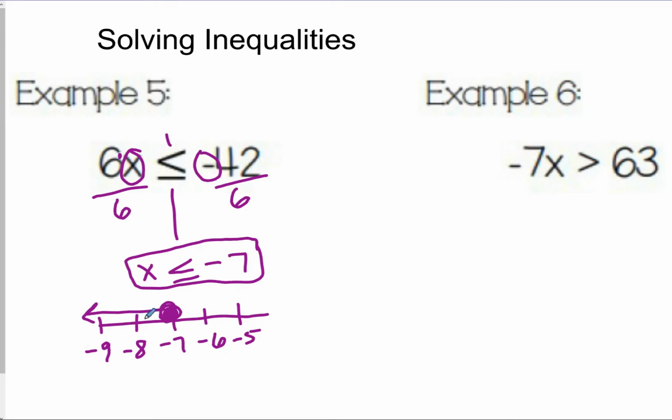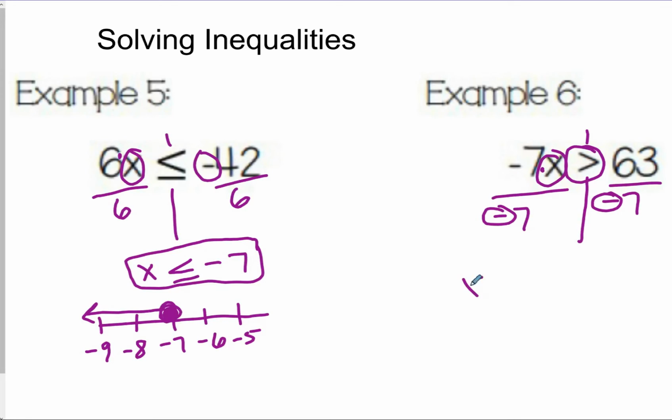Try example 6. So example 6 is going to be a little bit different, but the solving process is the same. So I know I need to isolate the variable x, which is being multiplied by -7. So I'm going to divide both sides by a -7. That is a huge red flag. Whenever I am dividing or multiplying by a negative, I am going to flip the inequality symbol because I am changing the sign of my answer.